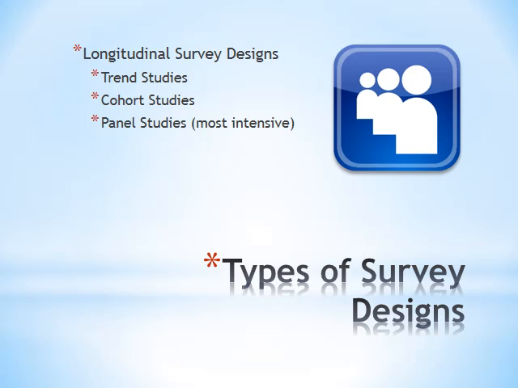And then panel studies is the most intensive, and this is often what we think of with longitudinal survey designs. This is looking at the same people over time, following those same people. That's obviously the most intensive, takes the most time commitment, and has the most benefits, because you're following the same people and you can track it down to the specific participants of that research design. But it does take a lot of work, and there might be a lot of dropout.